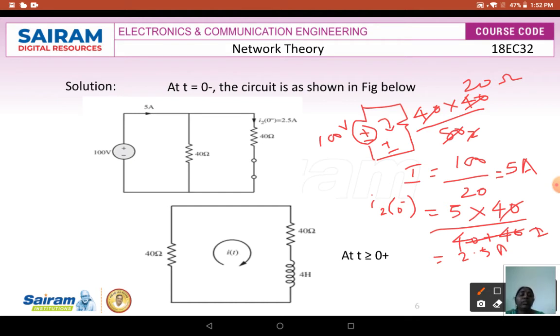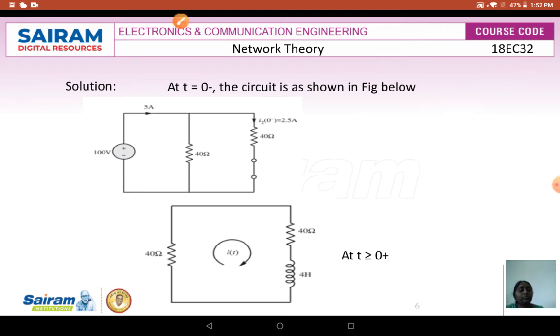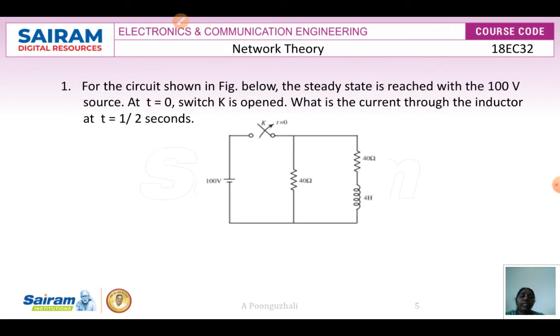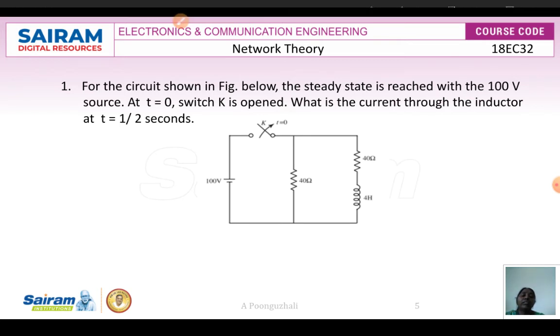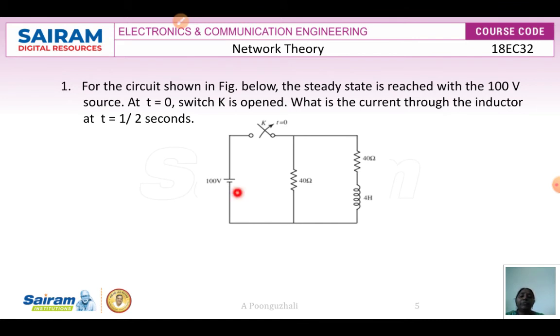So next we are going to have the switch moved to position 2. So when t is greater than or equal to 0 plus, my switch K is open. When it is open, this part of the circuit will not get connected. So here when the switch is open, this part of the circuit will not be available, and I will only have this part of the circuit there.